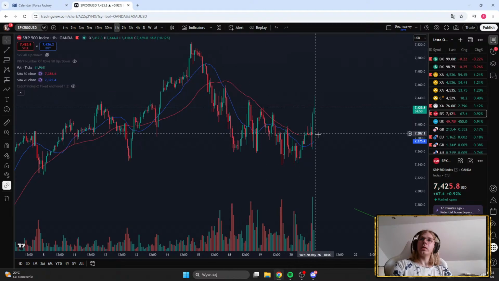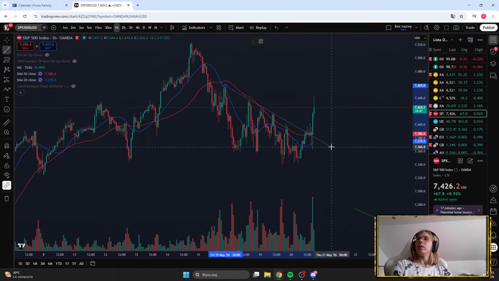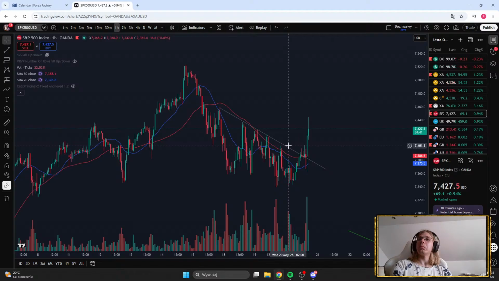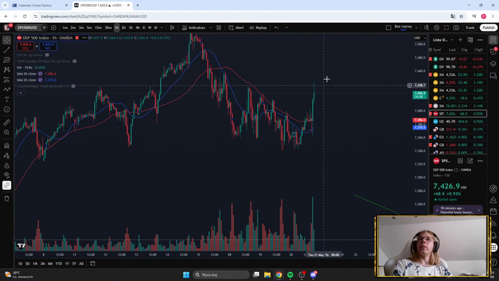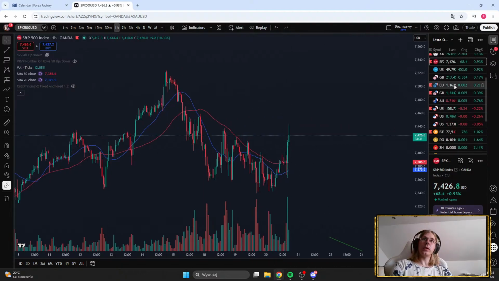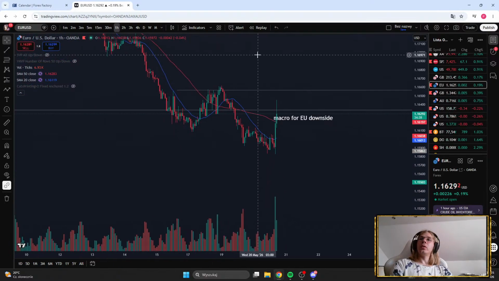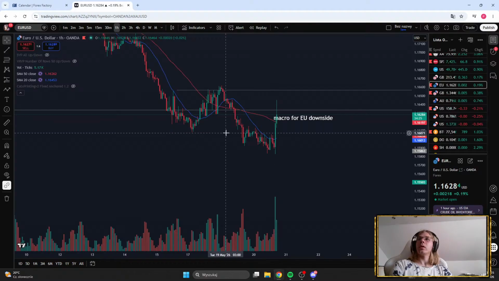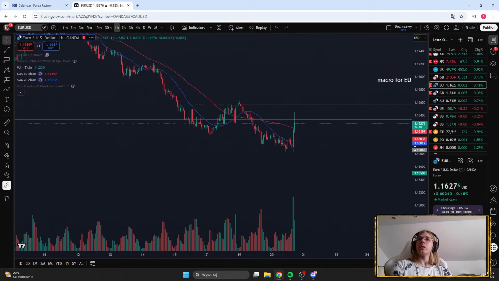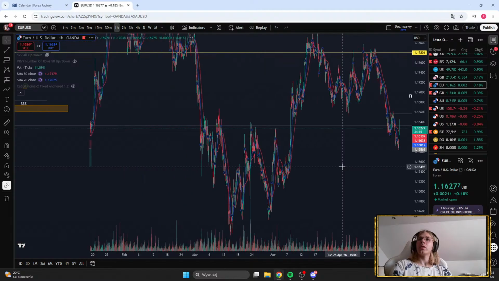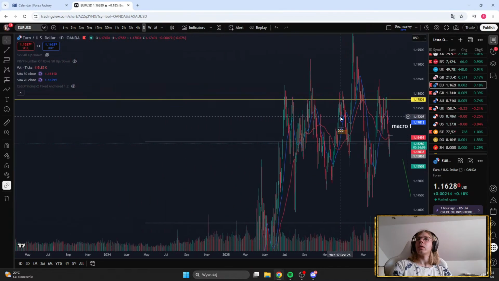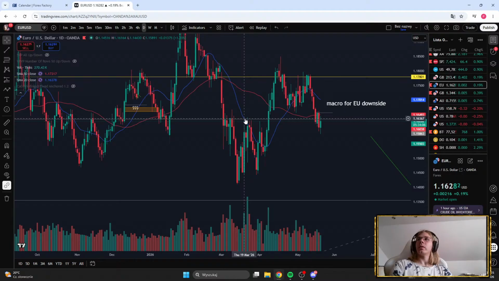S&P, liquidity, trend line. They break it, test it. I don't know, move is probably going on. So nothing to say on S&P. EU, break of structure on daily.